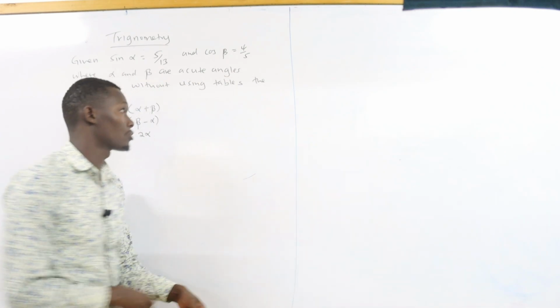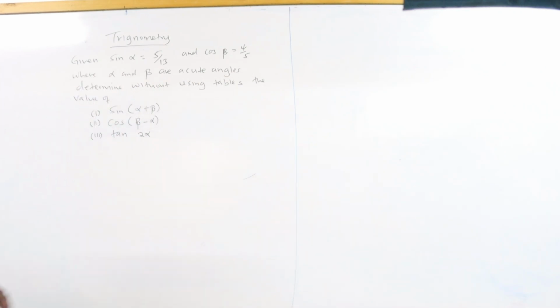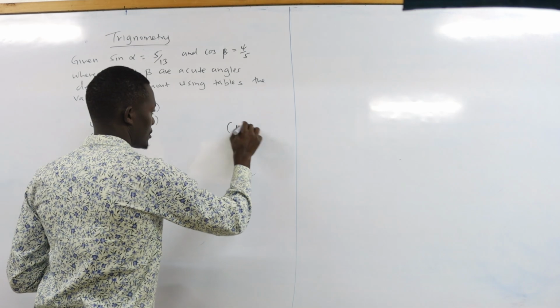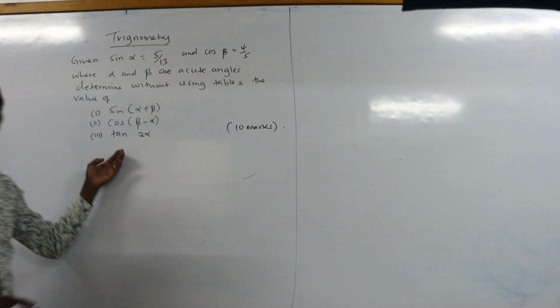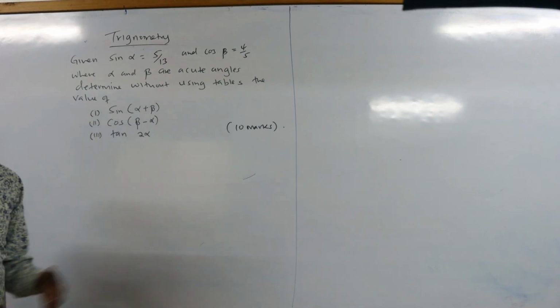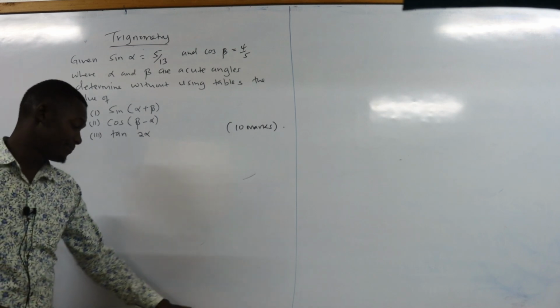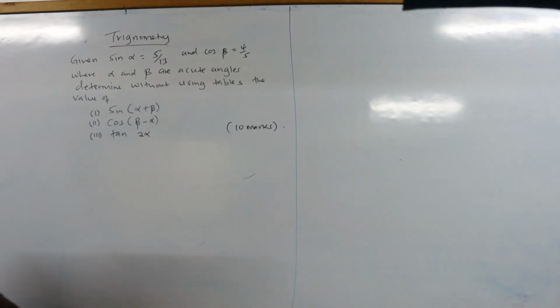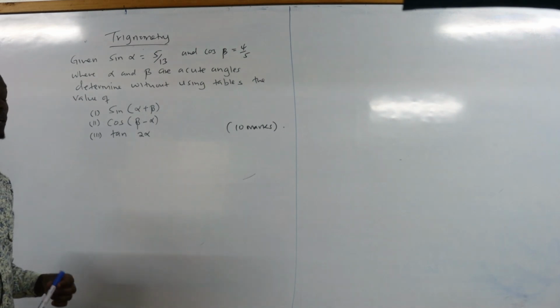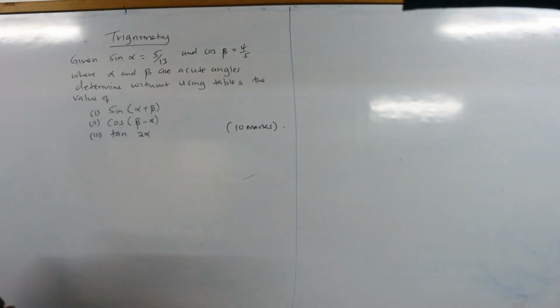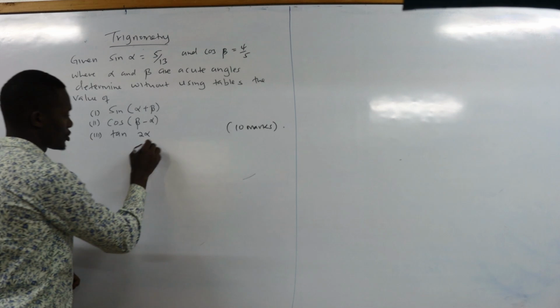Now today we look at a question on trigonometry, and this is a KNEC question, and it was worth 10 marks. It's a very commonly tested question, but it is a very simple question, as you shall see. You have been told that given that sine of alpha is 5/13 and cos of beta is 4/5, where alpha and beta are acute angles, determine without using tables the value of sine of alpha plus beta, cos of beta minus alpha, then tan of 2 alpha. Okay, so solution.